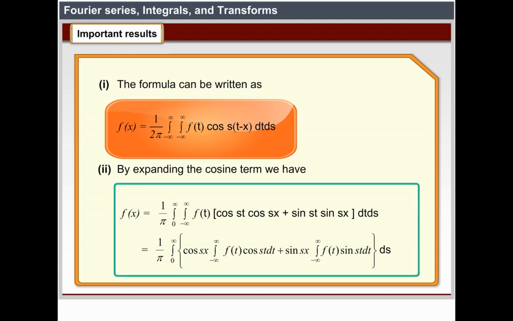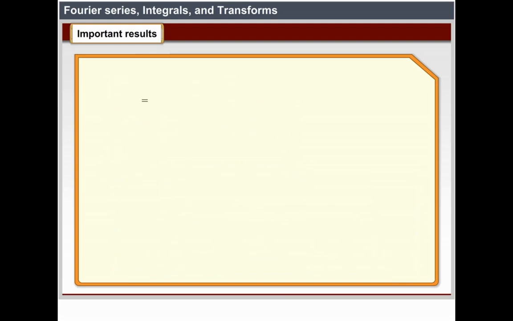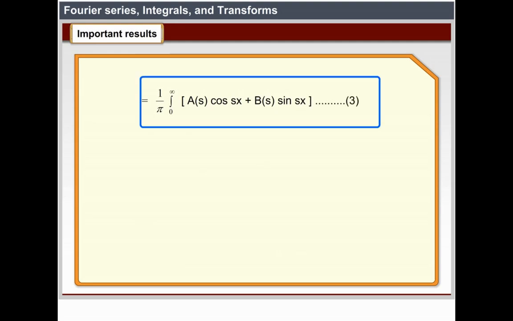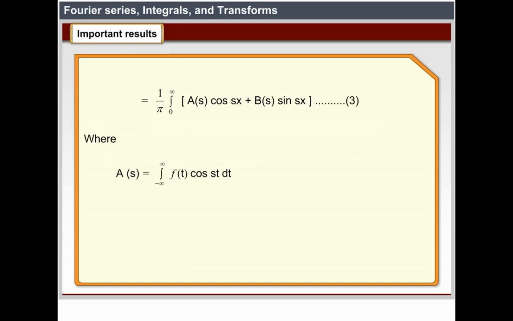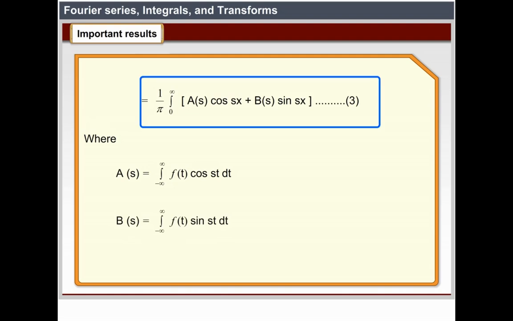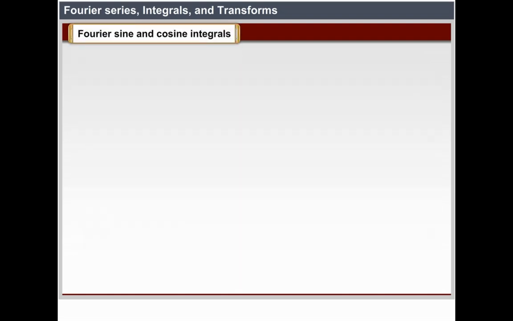First we integrate with respect to t. While we integrate with respect to t, we keep the function of s as constant. That is why we separated the integration there. Equal to 1 by pi integral 0 to infinity of A(s) cos sx plus B(s) sin sx, where A(s) equal to integral minus infinity to plus infinity f(t) cos st dt, B(s) equal to integral minus infinity to plus infinity f(t) sin st dt. Fourier sine and cosine integrals.